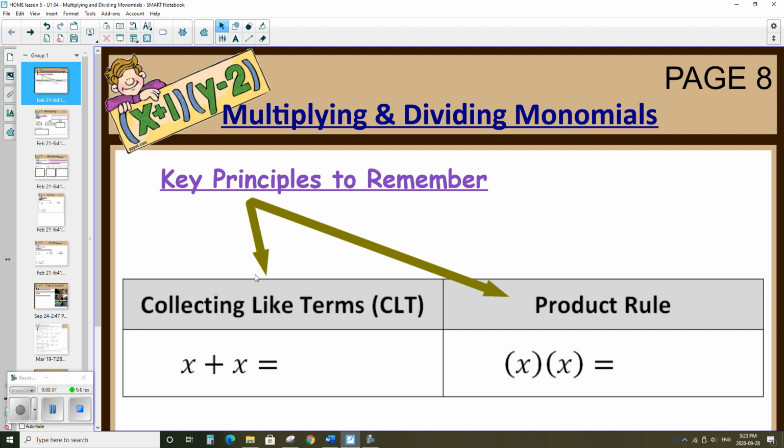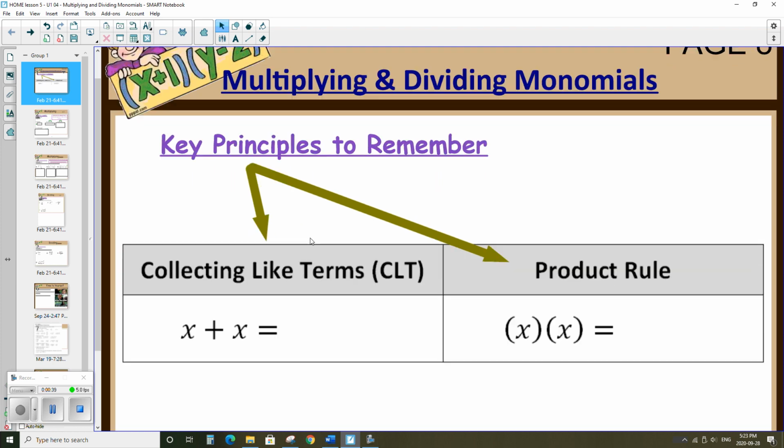All right, so the key principles to remember is the difference between collecting like terms and the product rule. One is adding terms together and the other one is multiplying terms together. You're going to get two different answers. So when you're adding x plus x, it's kind of like adding an apple plus another apple, right? It would be 2 apples. So this would give me 2x.